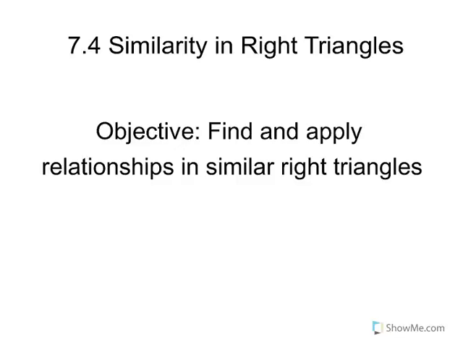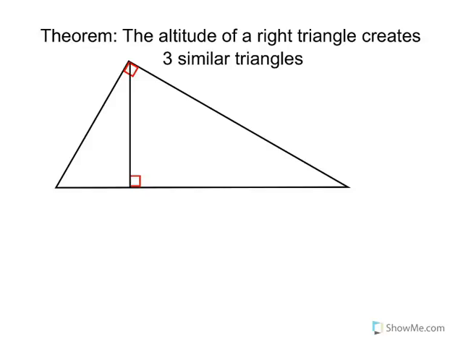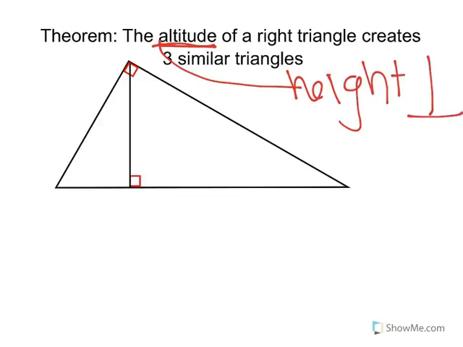Today we're going to look at similarity in specifically right triangles and how you can find proportions within those right triangles. So the altitude, which we've talked about before, is the same thing as a height. So it has to be perpendicular, which we see happening down there. So the altitude of a right triangle creates three similar right triangles.